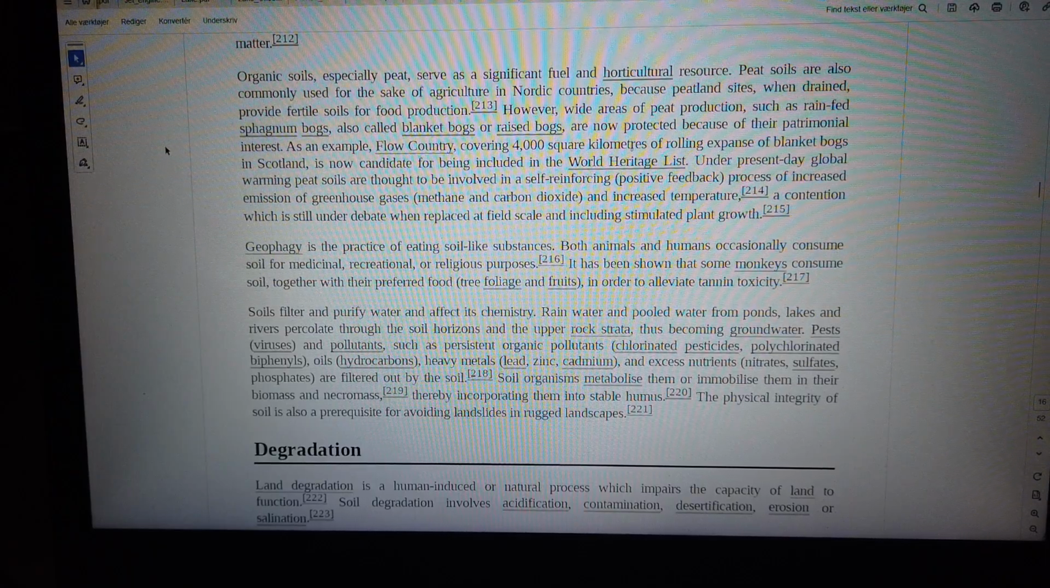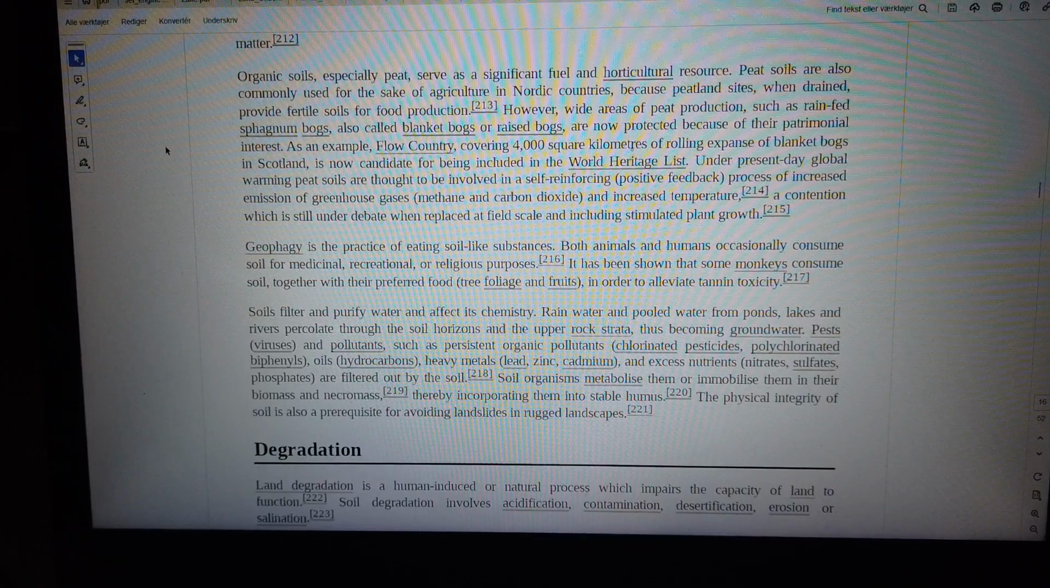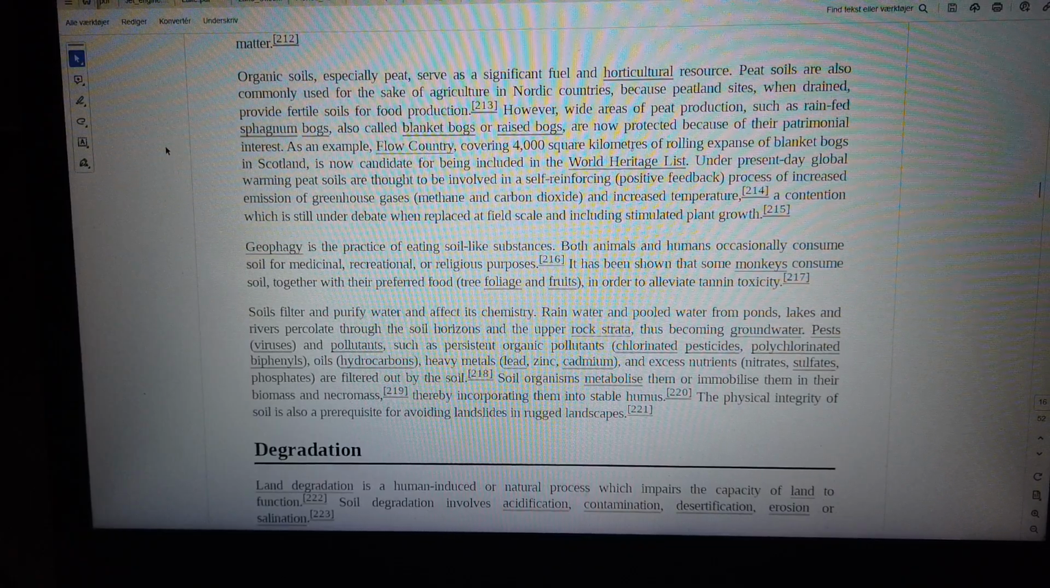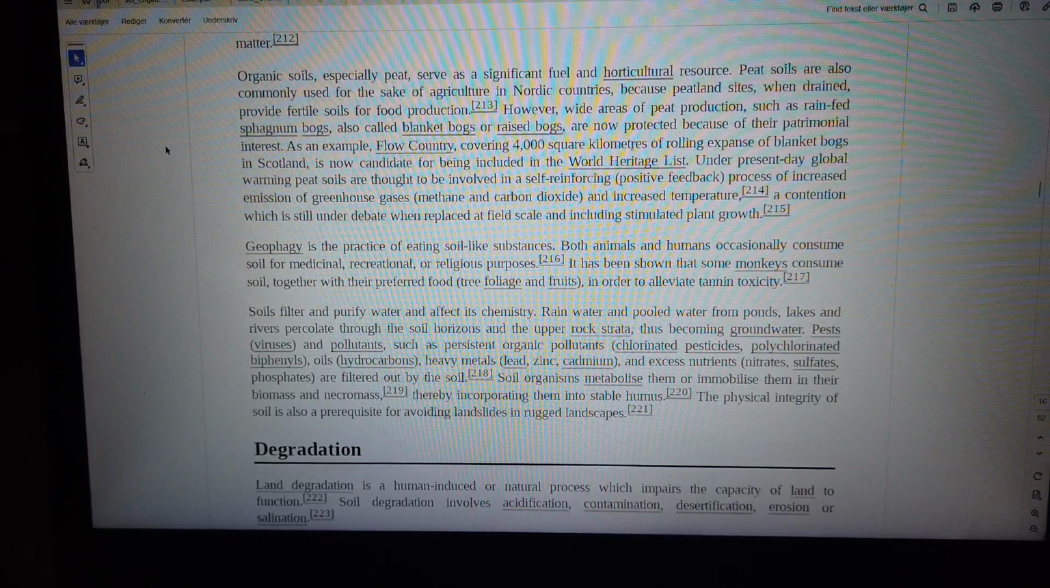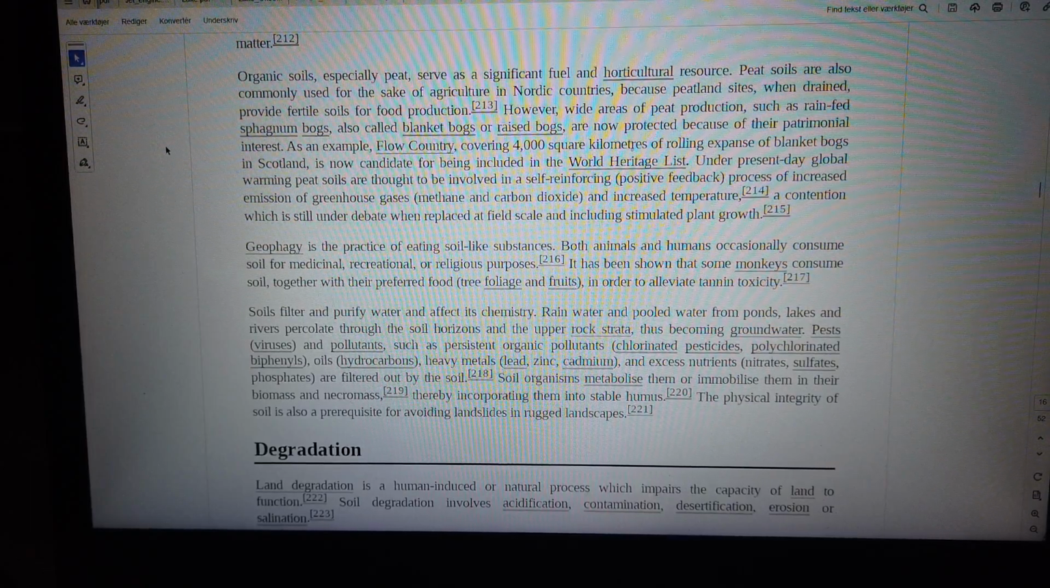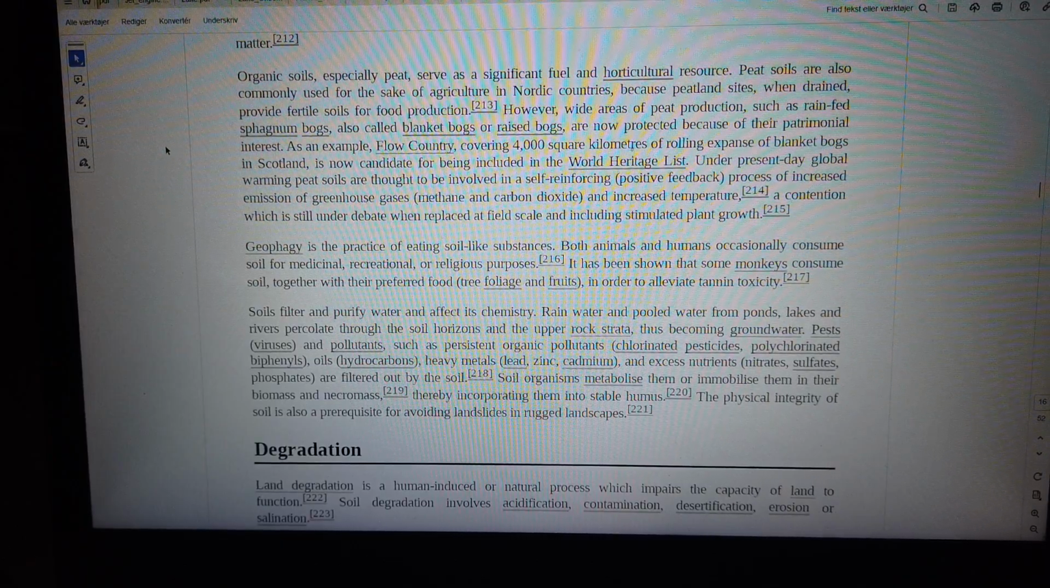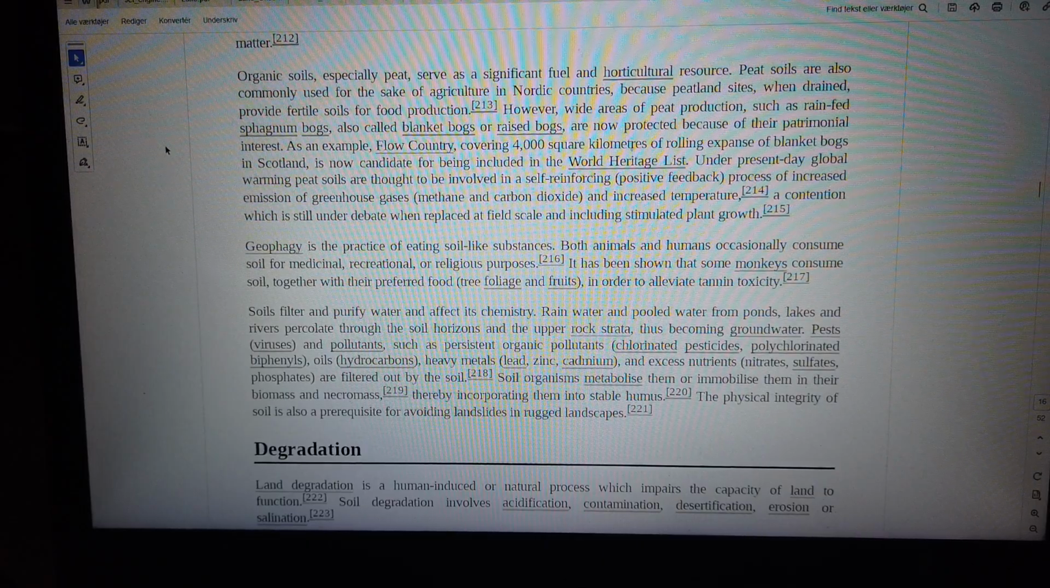However, wide areas of peat production, such as rain-fed sphagnum bogs, also called blanket bogs or raised bogs, are now protected because of their patrimonial interest. As an example, Flow Country, covering 4,000 square kilometers of rolling expanse of blanket bogs in Scotland, is now a candidate for being included in the World Heritage List.